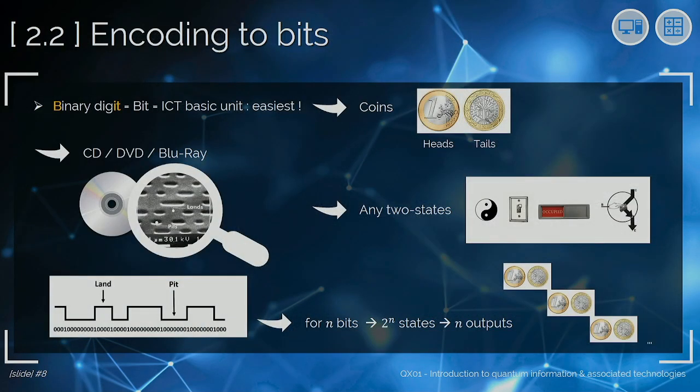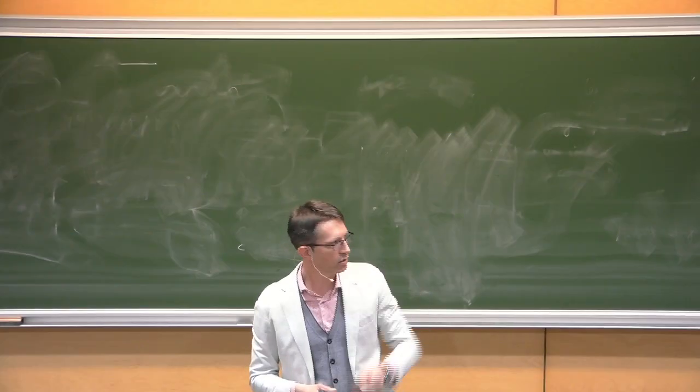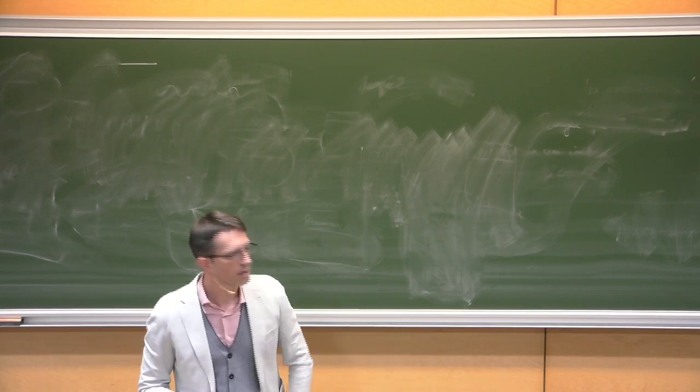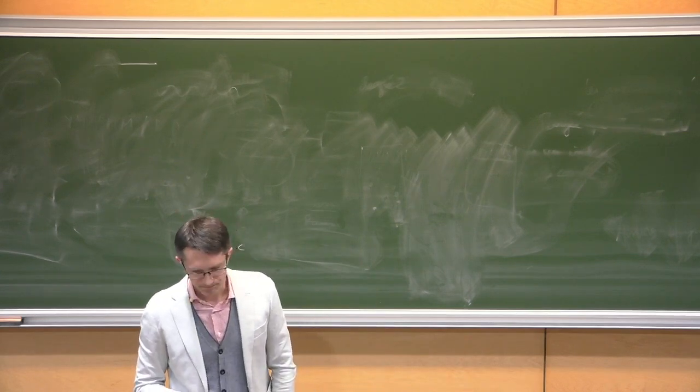And what we then covered is the notion of encoding information on bits, and in particular on some old technologies now, CDs, DVDs, and so on. And the idea is that any system that has two states can be used as a bit of information. So anything that has heads or tails, 1 or 0, on, off, black and white, anything can be used as a bit of information.